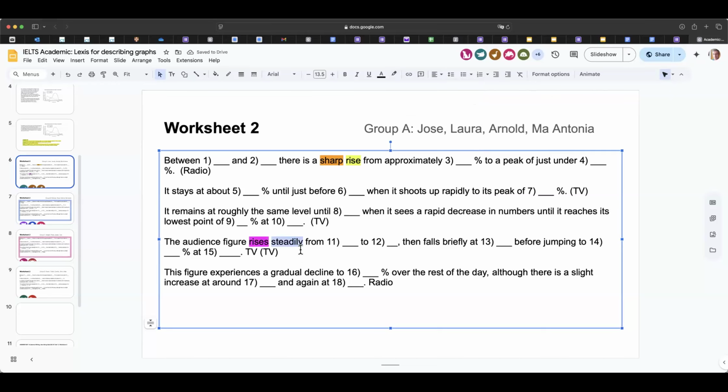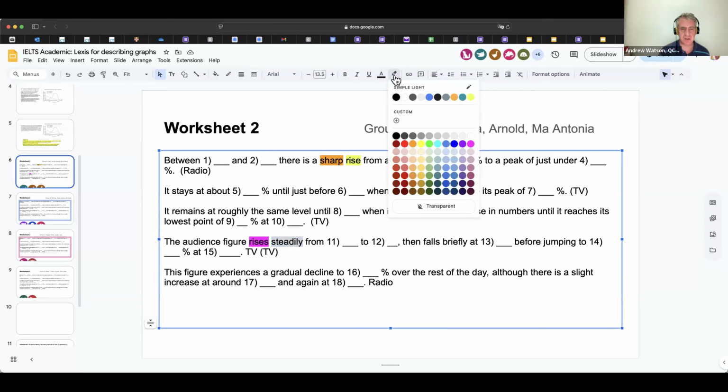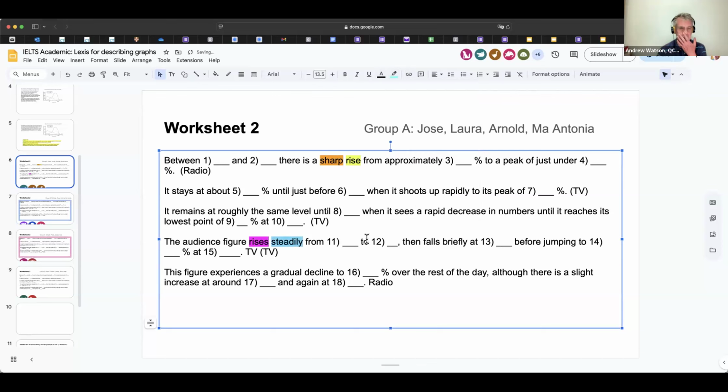And the steadily, is that an adverb or an adjective? Adverb. It's an adverb, isn't it? So let's give that a different color. How about blue? There we go.